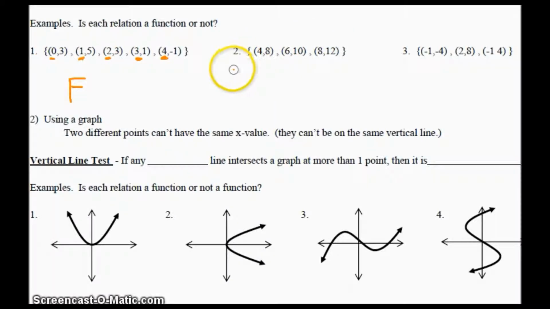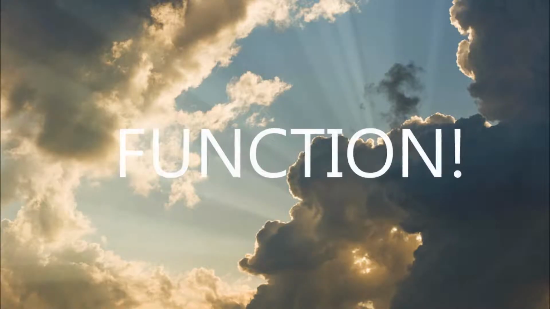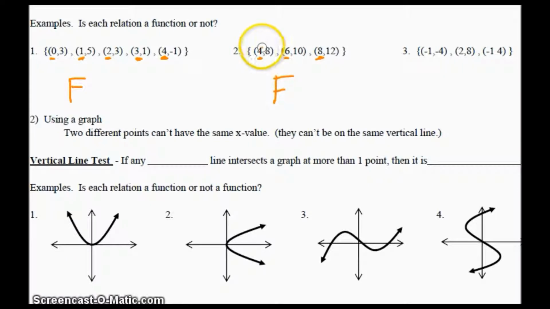The second problem, if we look here, number 2, 4, 8. We're looking at 4, 6, and 8. These are our x values that we're looking at. Function or not a function? Function. Very good. Because we're looking at the x values of 4, 6, and 8, they do not overlap. There is no relationship between the three. So we're looking at just singular points with only one output.